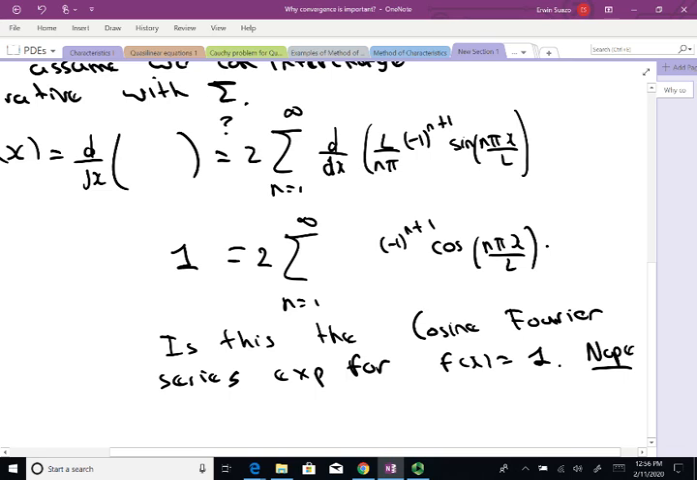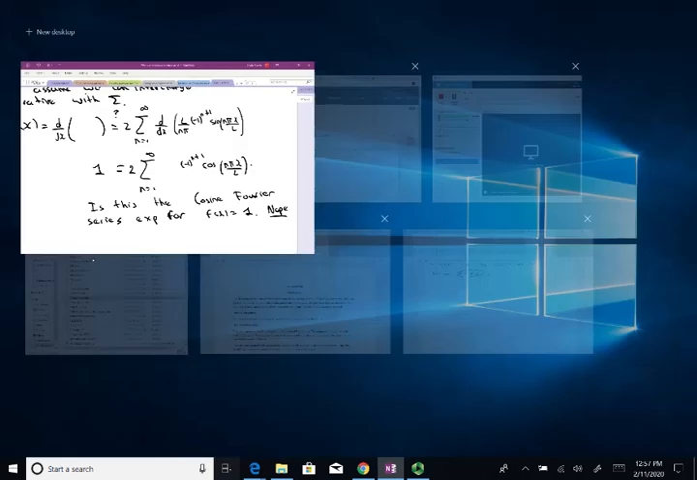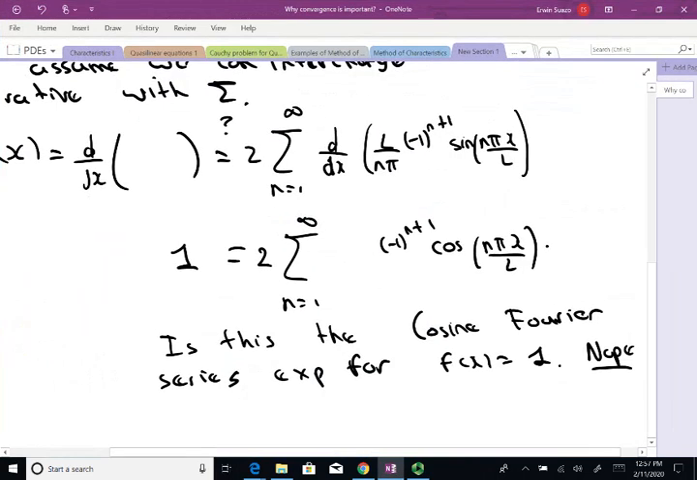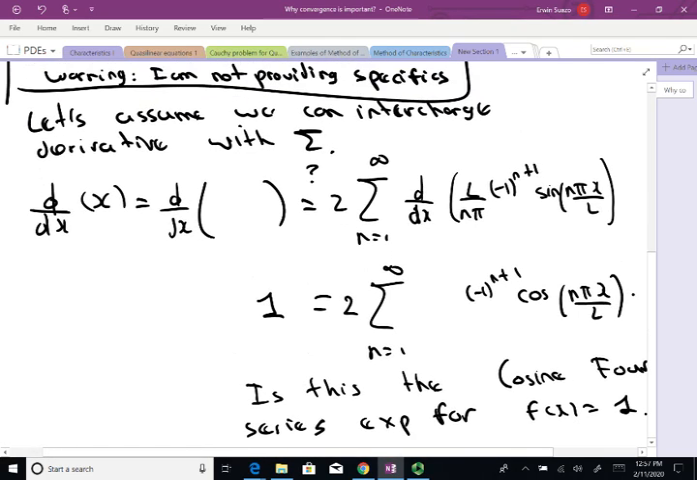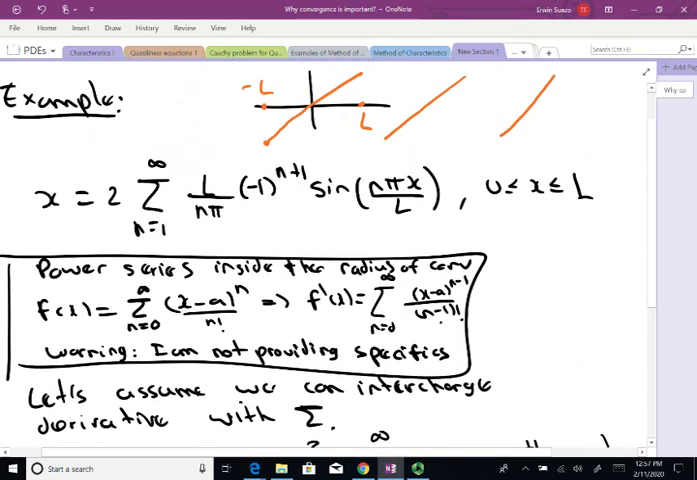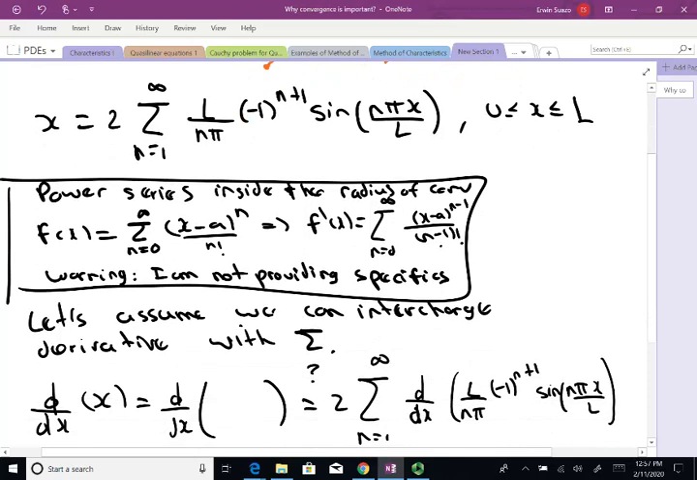Okay, so if you calculate it, go ahead and calculate the cosine Fourier series of number 1. It's going to be just 1. So it turns out that you cannot just interchange the sum with the derivative. Okay, so it's important. In Fourier series we don't have a radius of convergence. Have you noticed that in Taylor's theorem you have a radius of convergence?